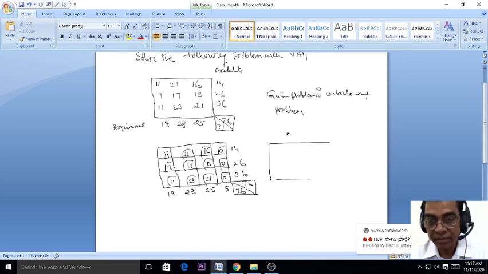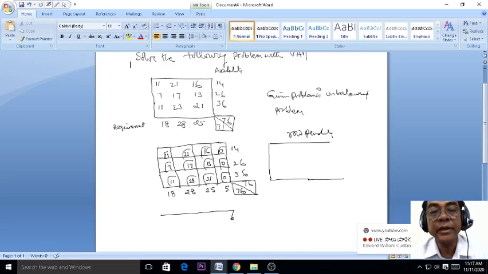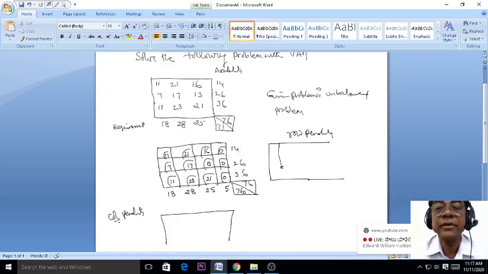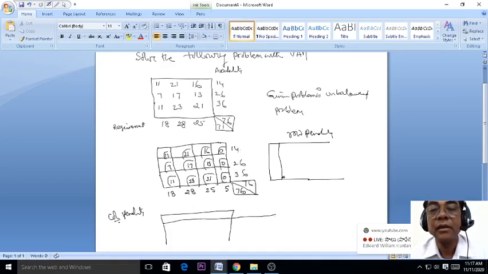Row penalty. The next point is column penalty. This is the column penalty. See, say the first set of reading. What is the first set of reading?